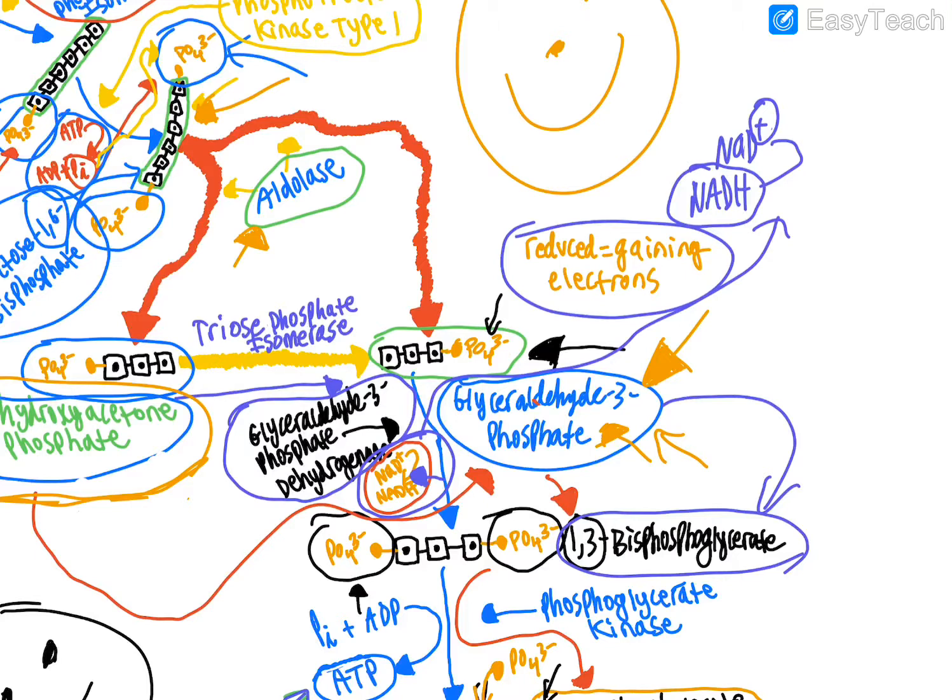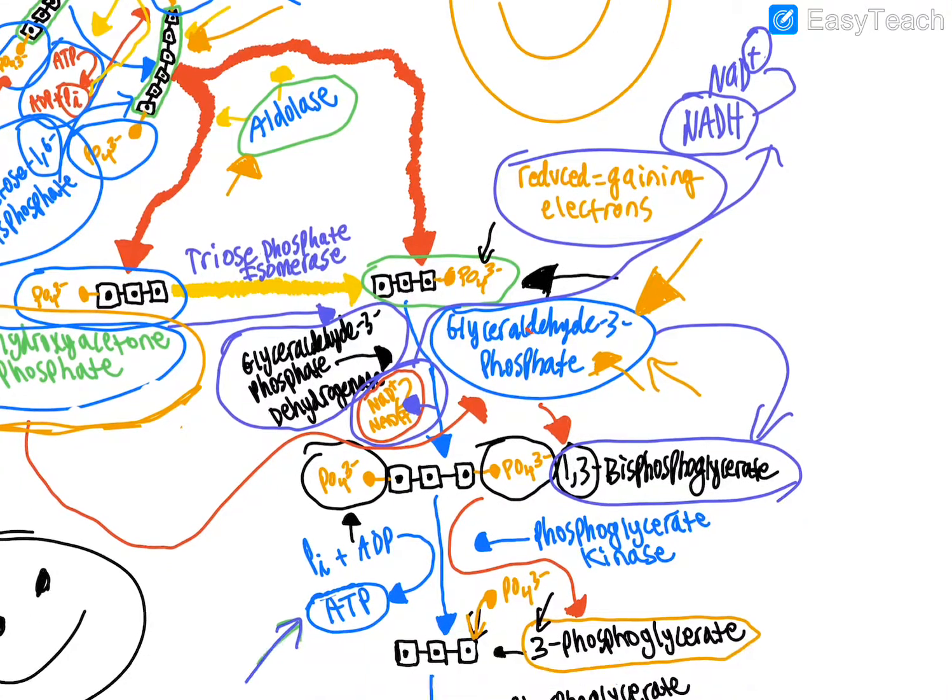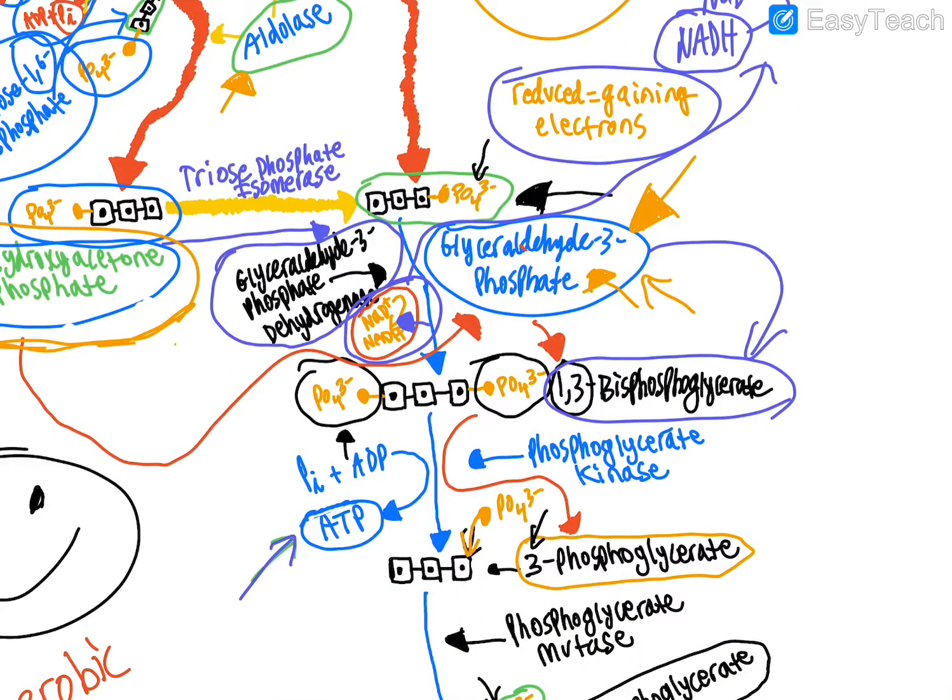Then from 1,3-bisphosphoglycerate we went to 3-phosphoglycerate. In this step we used ADP and a phosphate to make ATP, so we made an energy molecule here. We used an inorganic phosphate and adenosine diphosphate and converted it into adenosine triphosphate. The enzyme catalyzing this step is phosphoglycerate kinase.